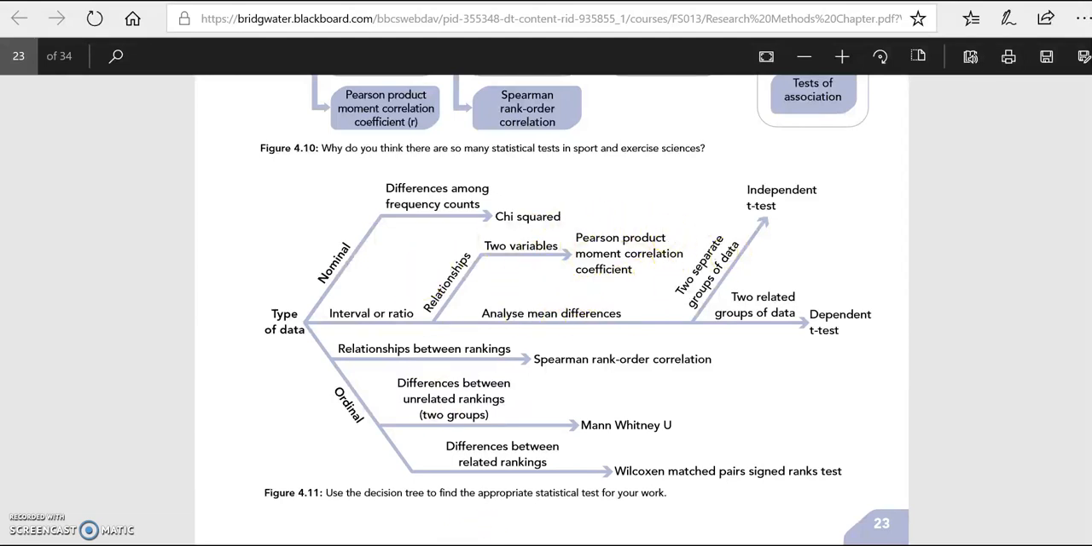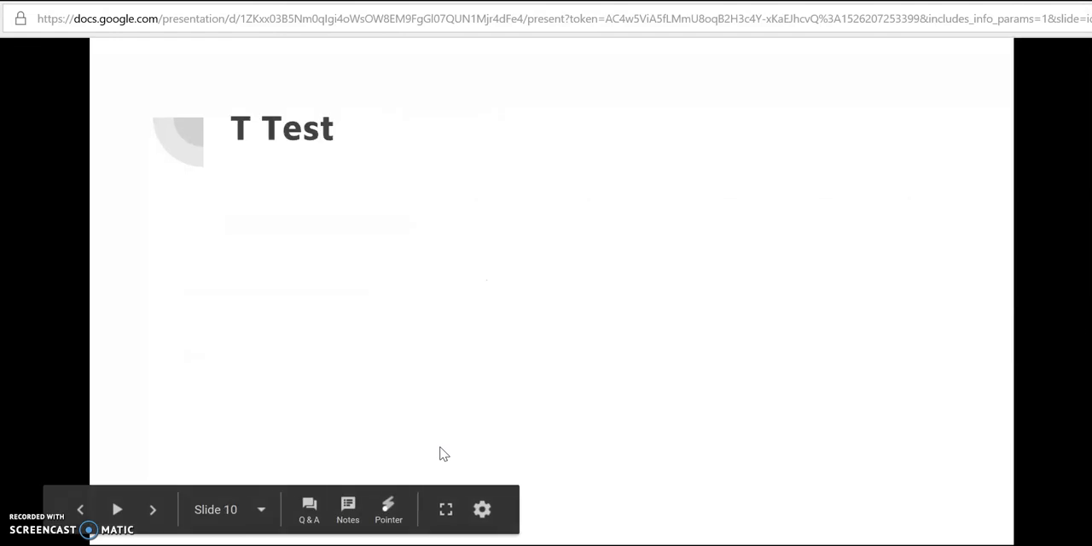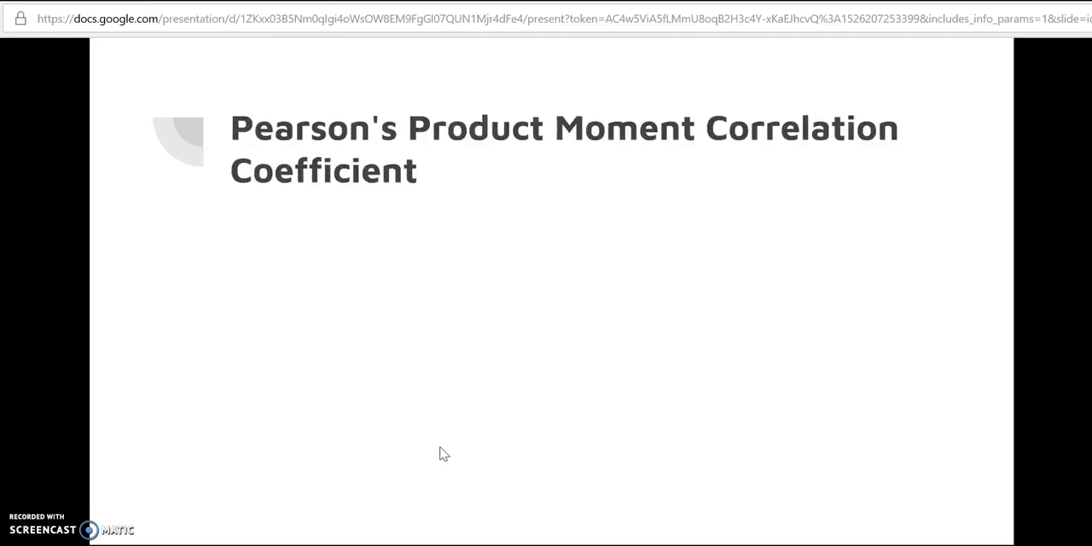Okay, so now I'm going to go back to my PowerPoint and just explain the tests. The t-test is a parametric test, and it tests for differences. It can be used for either independent testing or dependent testing, as I mentioned before. The test can only test 2 sets of data and is analysed through the mean of the 2 data sets. The variation of the data must be similar. The Pearson test is also parametric, but it's for the relationship between them.